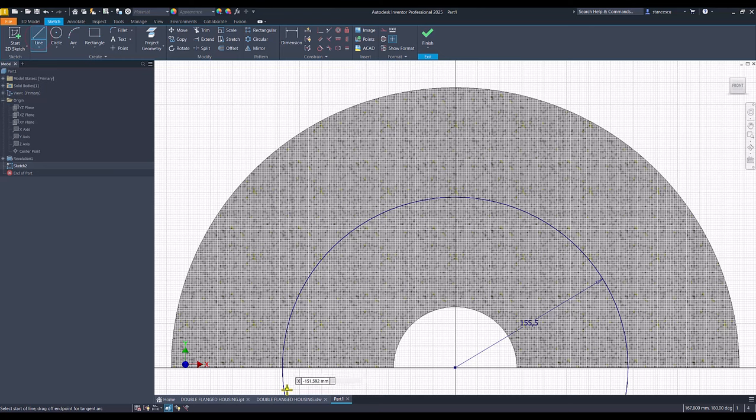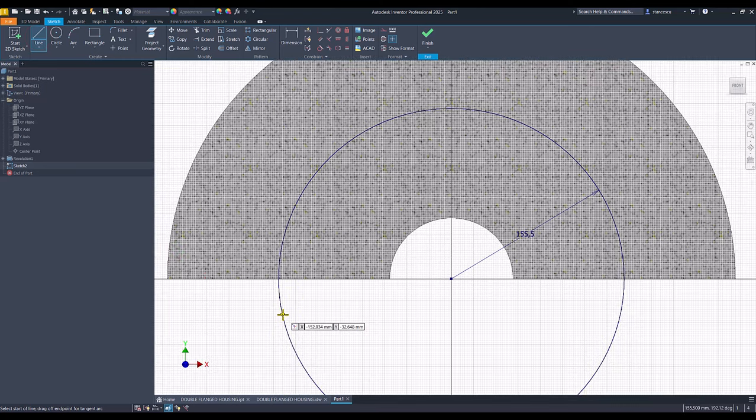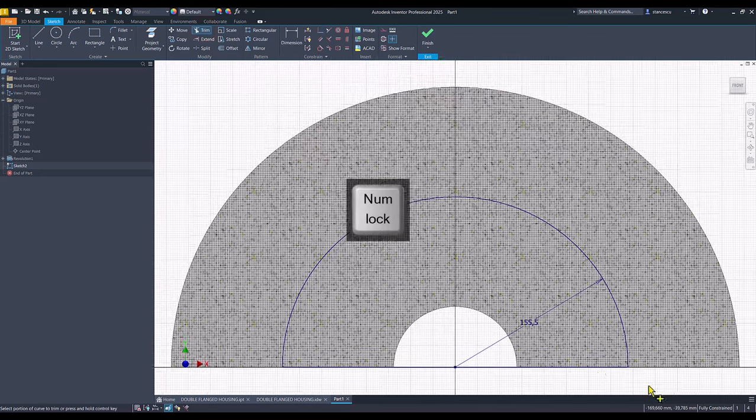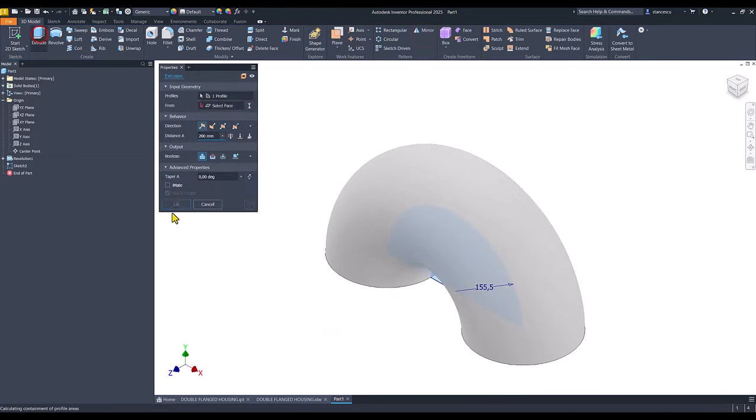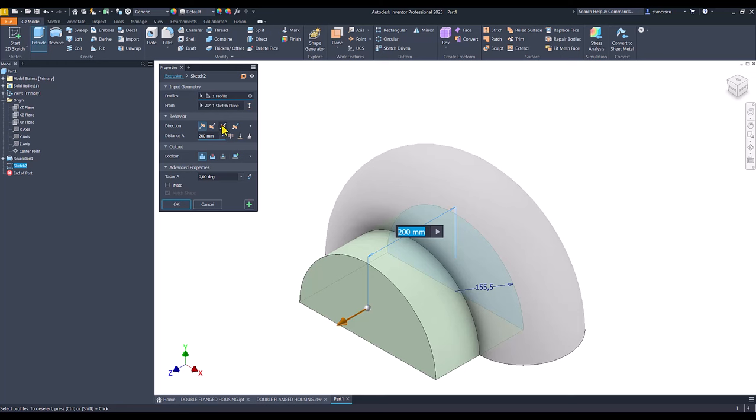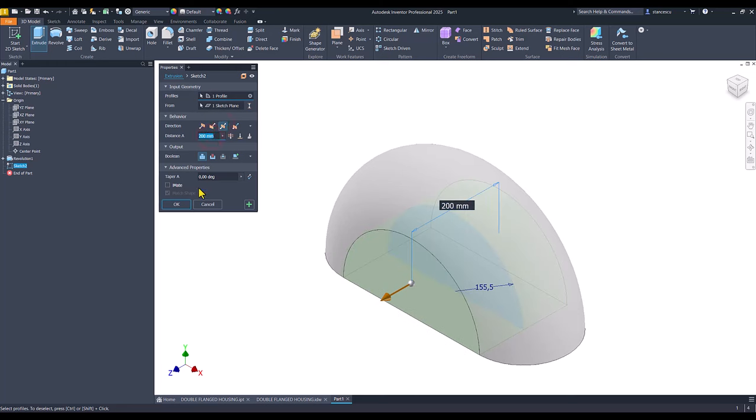Then a line, a horizontal line. I have to place it somewhere, but horizontal, coincident with the center point, and trim half of it. Fully constrained sketch, extrude, symmetrical, 200.